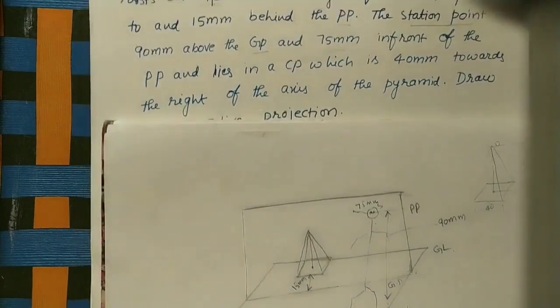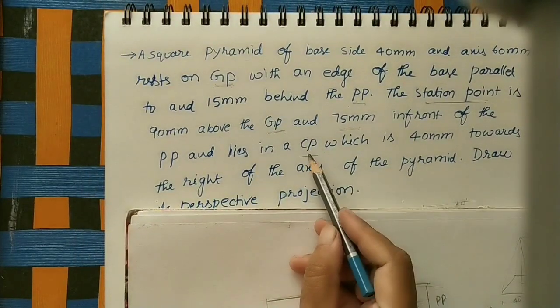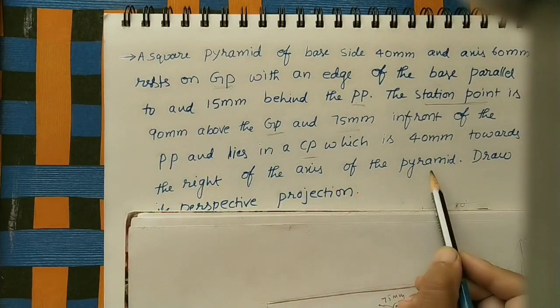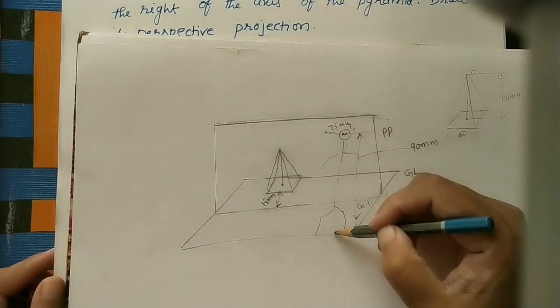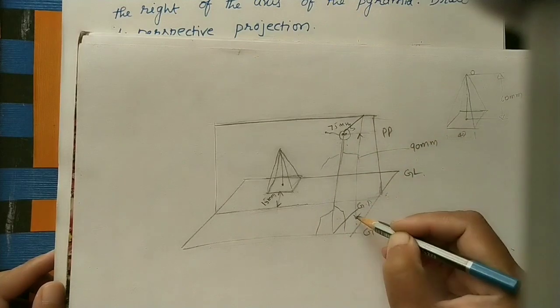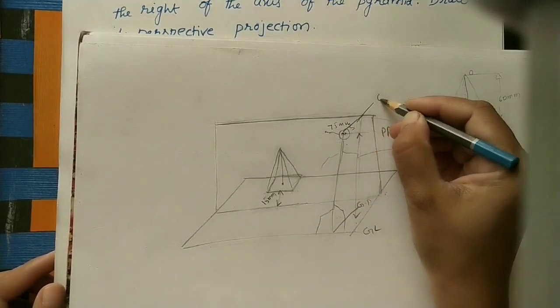Correct? And next, it lies in CP. CP means center plane. This center plane is 40 mm towards the right of the axis of the pyramid. Here one center plane is there. Always remember, the center plane is passing through the observer's eye like this. It is like this. This is the center plane, like a door. Okay. This center plane, I am writing here CP.